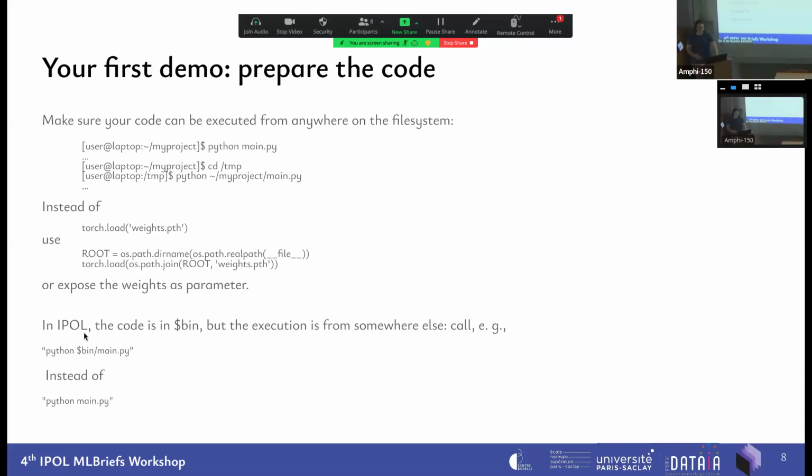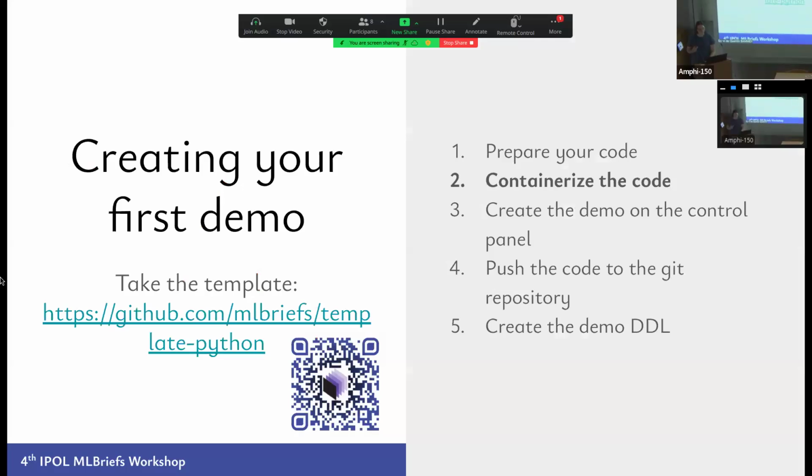And then in IPOL, the code is located not in the root directory in which you are, but in $bin. So when you call the code here, you call it in $bin/the name of your file. So now your code is prepared.